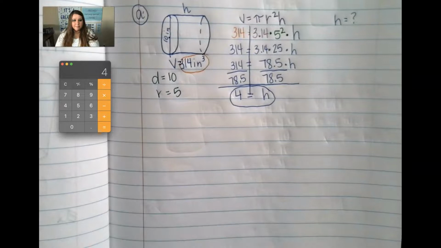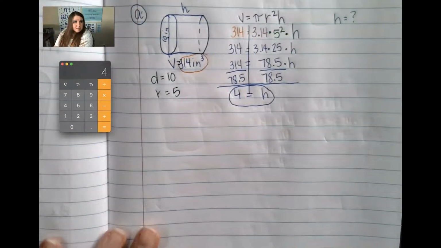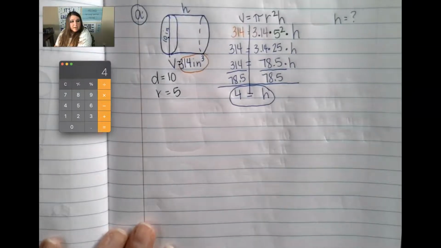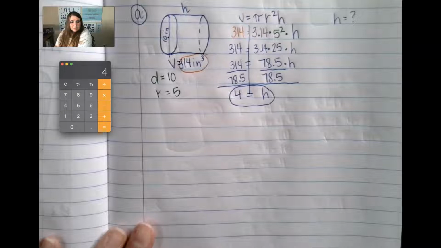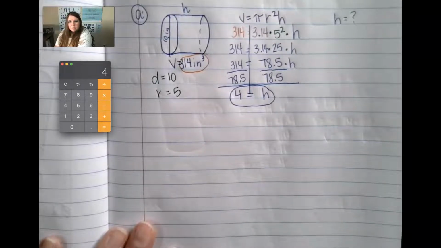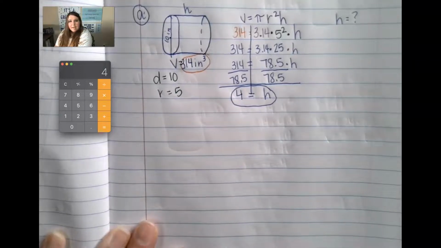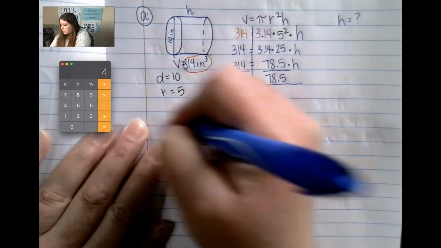Example B. Okay, example B says that we want to find the height of a cylinder with a diameter of 4 yards and a volume of 88 yards cubed, or cubic yards. And we want to round our number to the nearest whole number. So we're looking for the height of a cylinder.